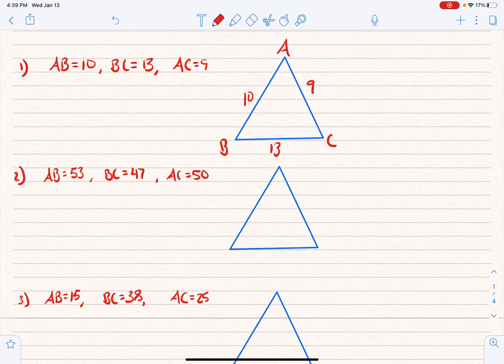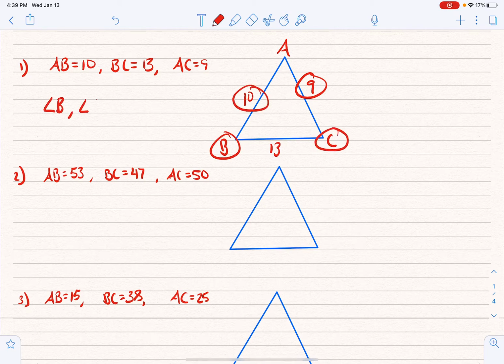We look at the sides and then note the order of the angles from smallest to largest. Smallest side, smallest angle, angle B. Okay, next smallest side, next smallest angle, angle C. And largest side, largest angle, angle A.